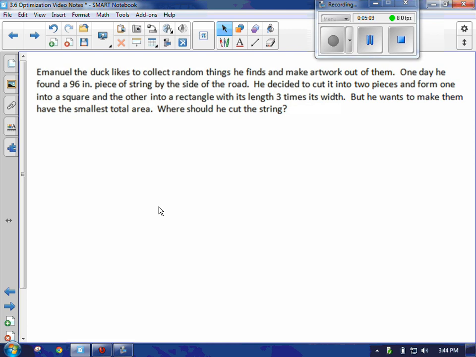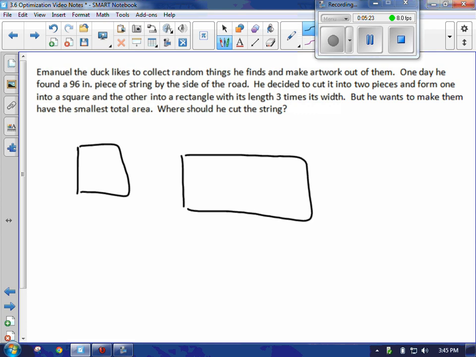One day he found a 96-inch piece of string by the side of the road. He decided to cut it into two pieces and form one into a square and one into a rectangle, with its length 3 times its width. So we've got a square with its dimensions squared off, dimensions that are the same, and then the length 3 times its width for its rectangle. But he wants to make them have the smallest total area. Where should he cut the string?